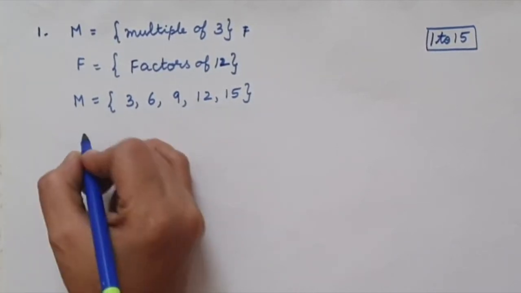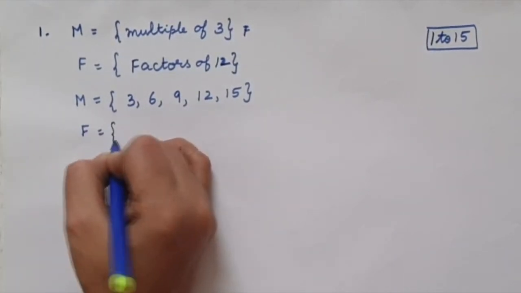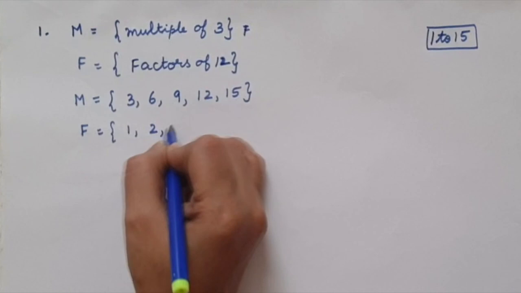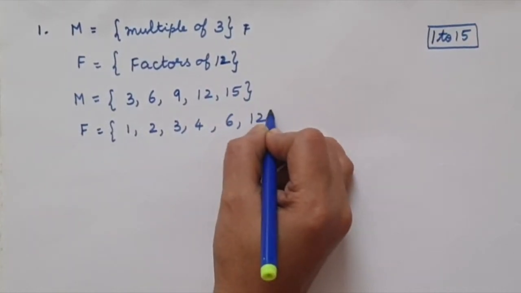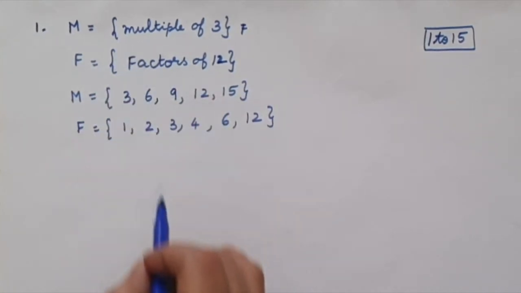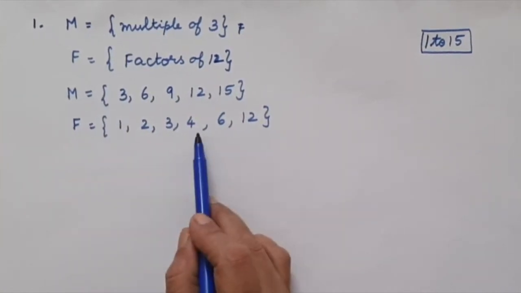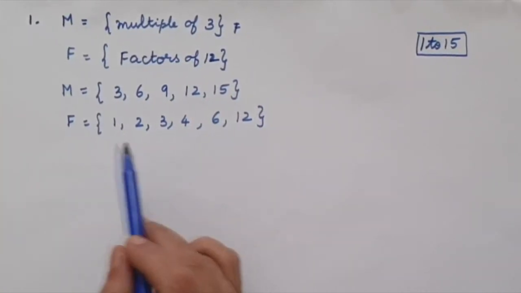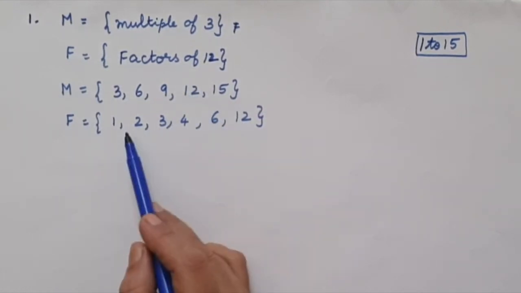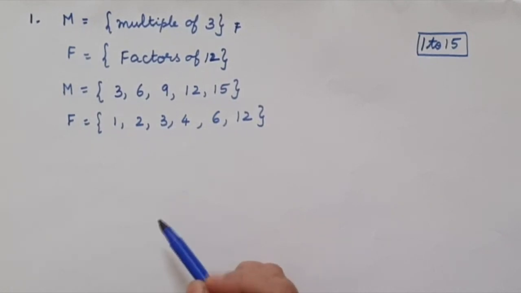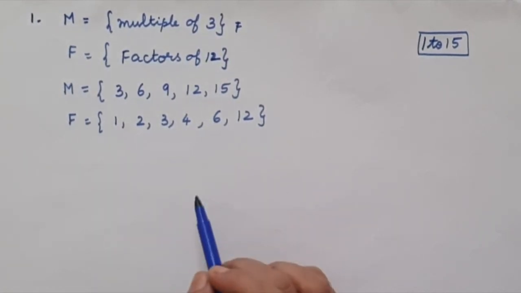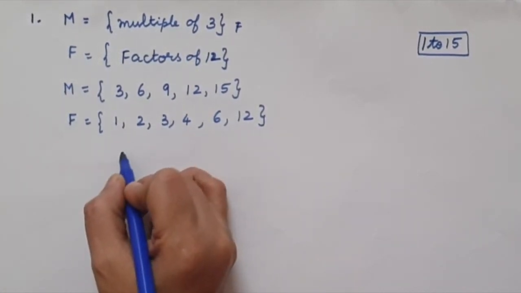Then the factors of 12 are 1, 2, 3, 4, 6, 12. The numbers which when we multiply we get 12 are called factors of 12. That is 1 multiplied by 12 is 12, 2 multiplied by 6 is 12, 3 multiplied by 4 is 12. So all these are factors of 12. Now we'll represent this in a Venn diagram.